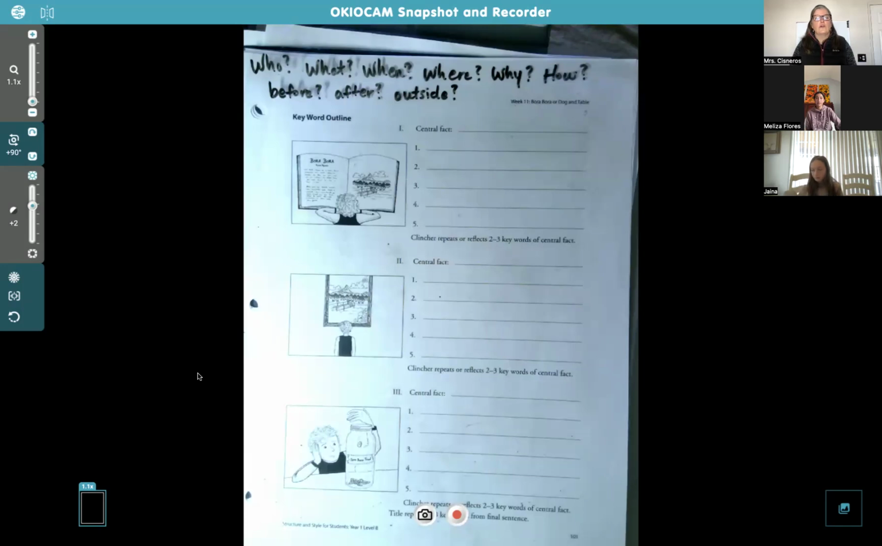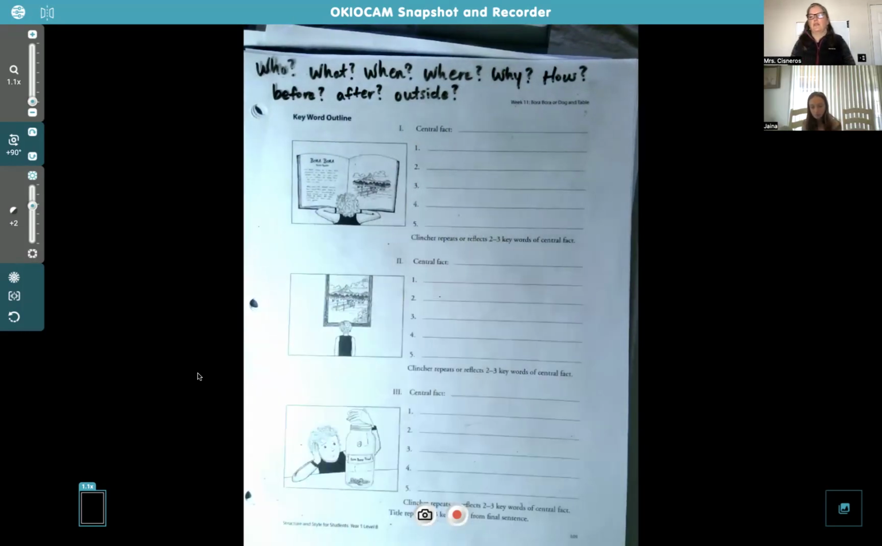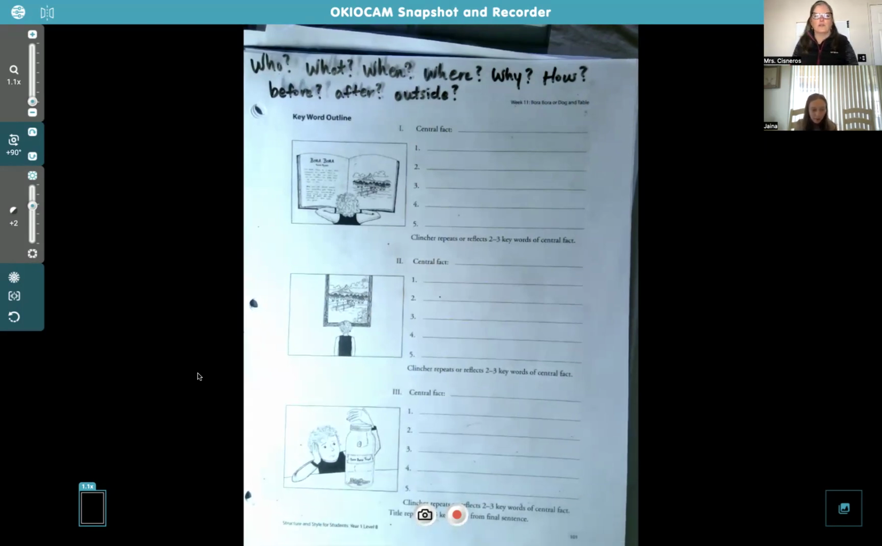So let's talk about the central fact. I'm going to have Jana go first on this one. So the central fact, remember, is literally what's in the picture. So looking at this first picture, what can you tell me that's literally in the picture? Uh-oh, Lily just disappeared. Hopefully she comes back. In the picture, it's like a boy looking. Yeah, a boy looking at a book about Bora Bora, right?